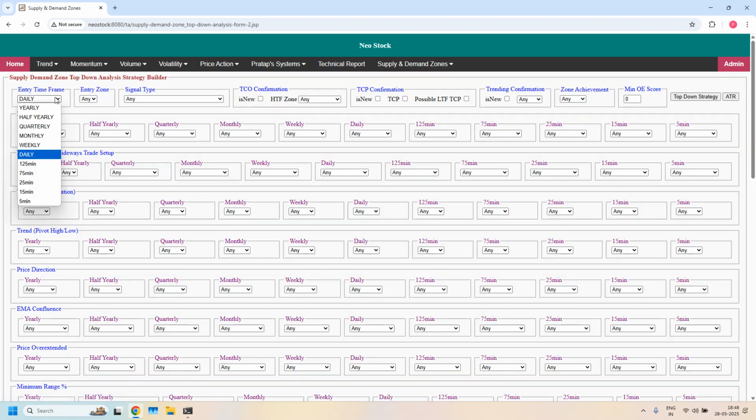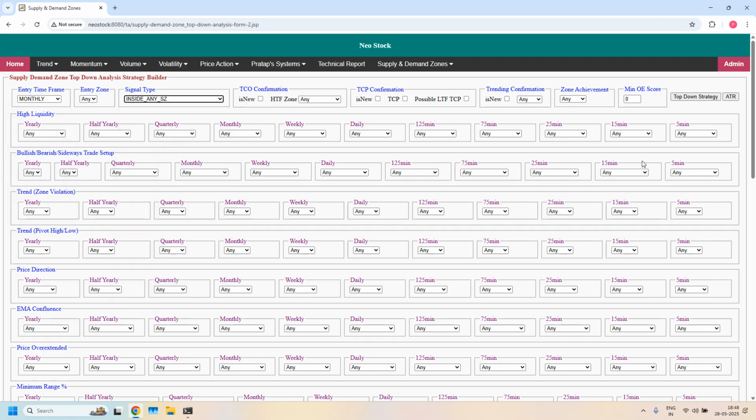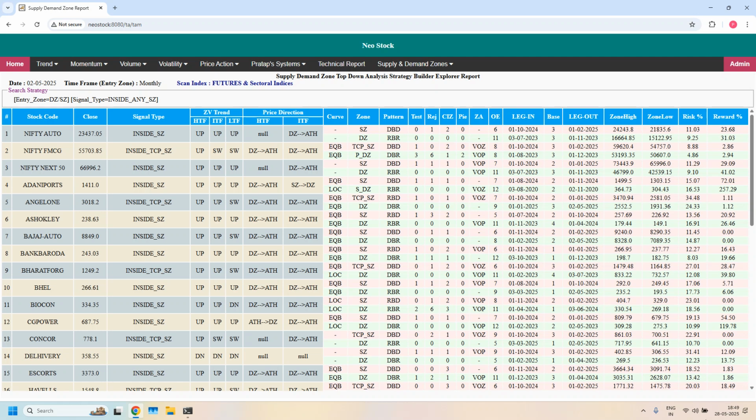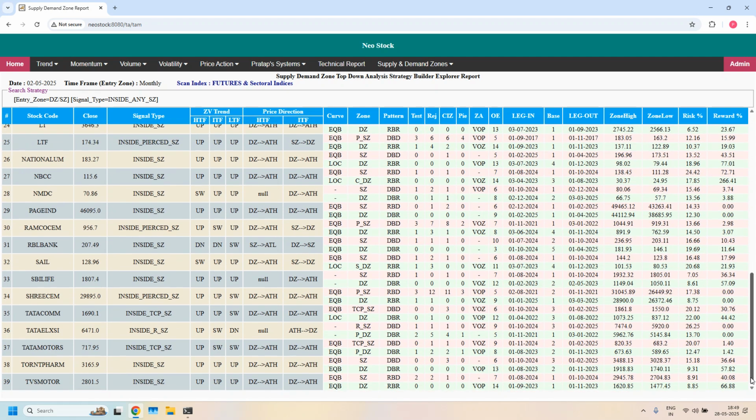Next, price closed inside the monthly supply zone. First 15 stocks in the list. Scrolling the list down. So total 39 stocks are filtered.